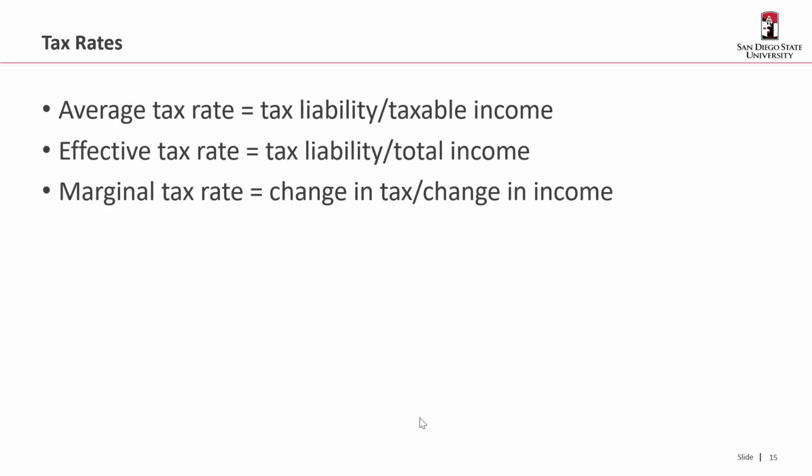Okay, now we understand the average tax rate is tax liability divided by taxable income. The effective tax rate is tax liability divided by total income. The marginal tax rate is the change in tax divided by the change in income. However, that's often just the amount of the tax rate in the bracket in which an individual is sitting.